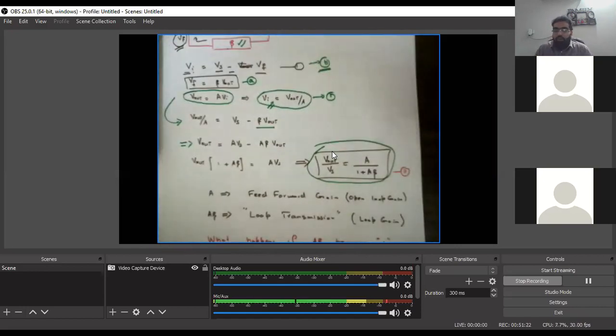Okay? So this is the overall gain expression. A is again the feed forward gain, or commonly also known as open loop gain. A beta is the product of feed forward gain and the feedback gain. We commonly also call it loop transmission or loop gain. Both of them are very important, and that is going to decide the stability of the system.